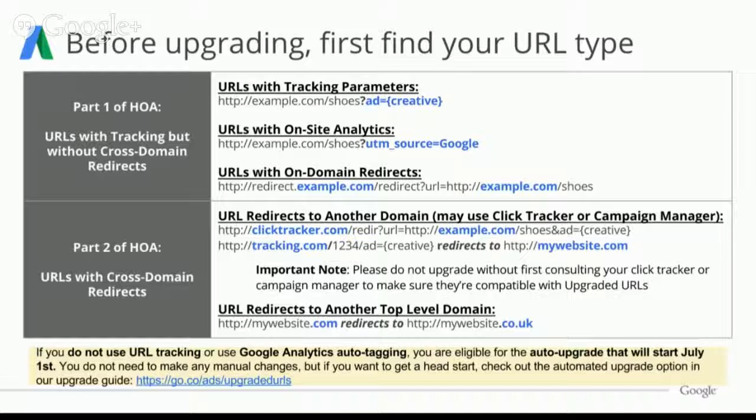Now in the second half of the Hangout, we'll be covering the upgrade options for URLs that are using cross-domain redirects. Some common examples of these URLs are those that are using click trackers or campaign managers. By cross-domain, what we mean is that the URL takes a user to a page on one domain, but it is redirected to a page on another domain. You see some examples here. Now, if you're an advertiser that's using a click tracker or a campaign manager or any other tools to help manage your accounts, then definitely speak with your partner and your tool provider before making any changes.